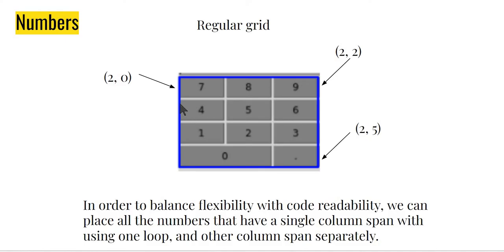Notice in the project that we built, this cell appears at 2, 0, so row number 2, column 0. This appears on row 2, column 2, and it's rows 2, 3, 4 and 5. So basically this is a very regular grid, and I think we can use a loop quite comfortably here.